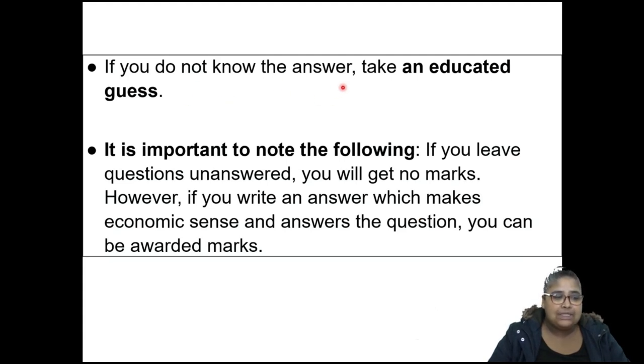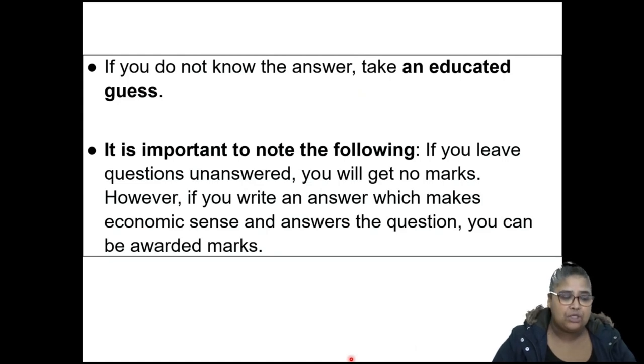If you do not know the answer, take an educated guess. Also important to note, if you leave questions unanswered, you will not get any marks for that. However, if you write an answer which makes economic sense and answers the question, you can be awarded marks. So what this means is it won't always be a textbook answer, where you quote word for word what you have studied, but you have the basic understanding of it. If it makes economic sense, you will be awarded the marks.